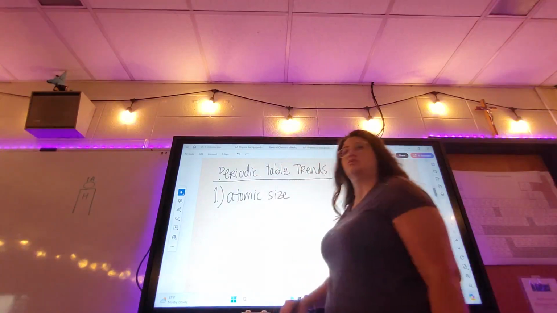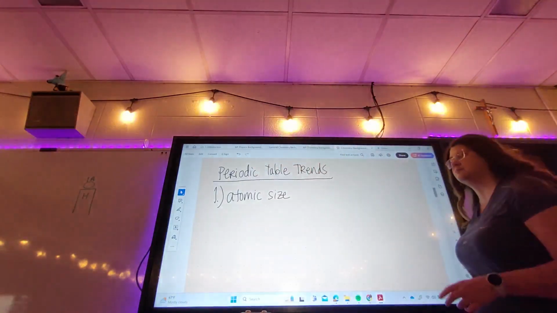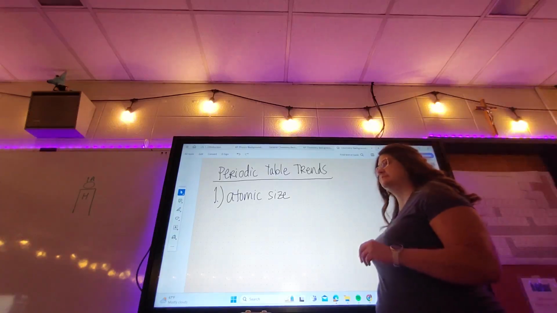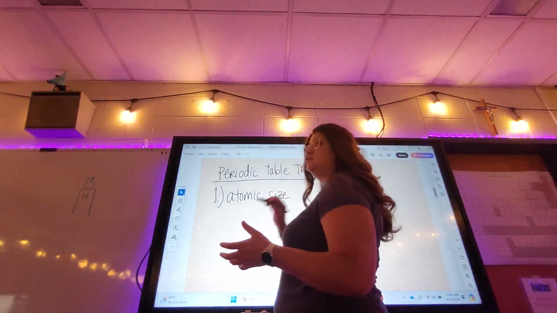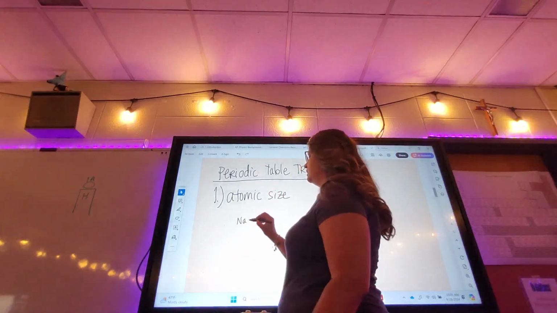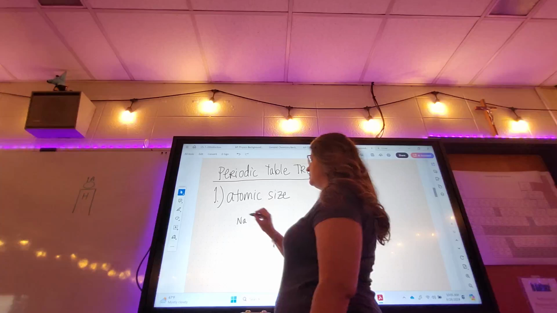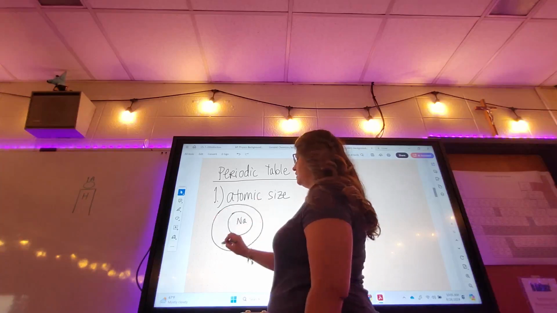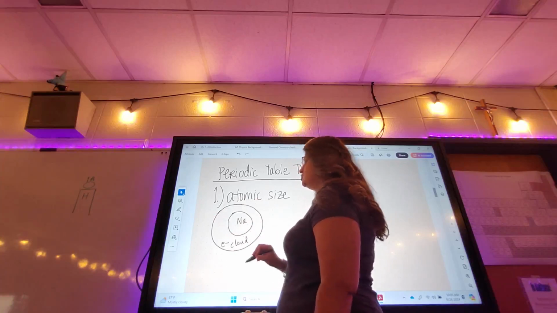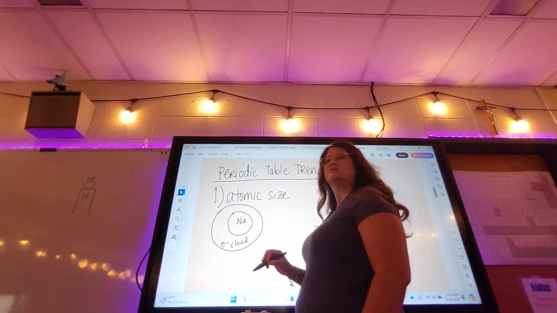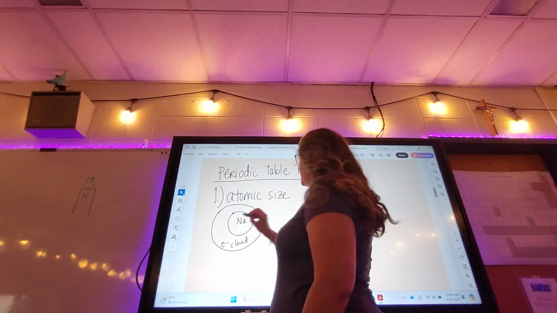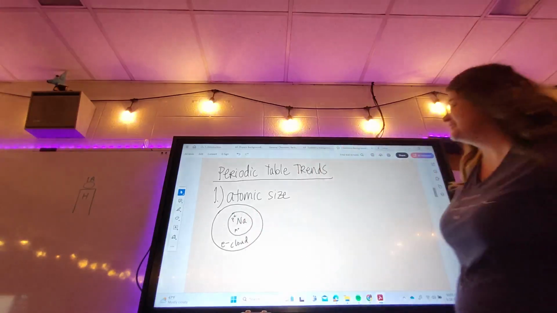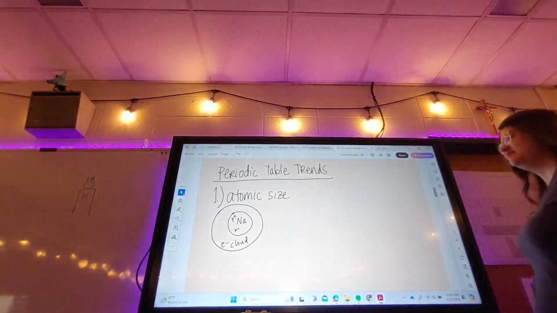The first thing that we'll talk about is atomic size. Okay, so I'm going to use sodium as an example. So this is my element of sodium, and here's my atom. I've got the nucleus, and I've got an electron cloud here. Do you remember what particles are in the nucleus? Protons and neutrons. Electrons are not in the nucleus. That would be a bad.